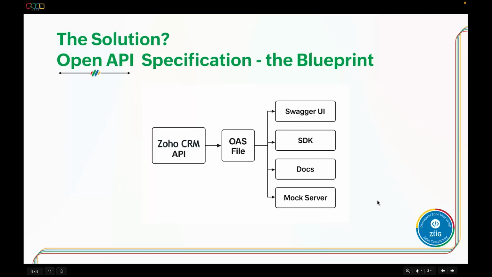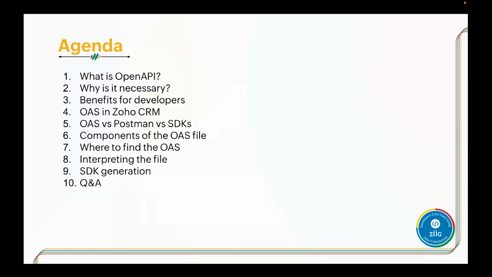Now, let's explore how Zoho CRM supports this with its complete OpenAPI specification and how you can leverage it for seamless integrations. Let me walk you through the journey we'll take today, and we'll do it like a story most developers know all too well. You're working on an integration project, and your goal, connect your app to Zoho CRM. You open the API docs, and now what? You ask yourself, is there a standard way to understand and use these APIs? That's where we begin with what OpenAPI is.